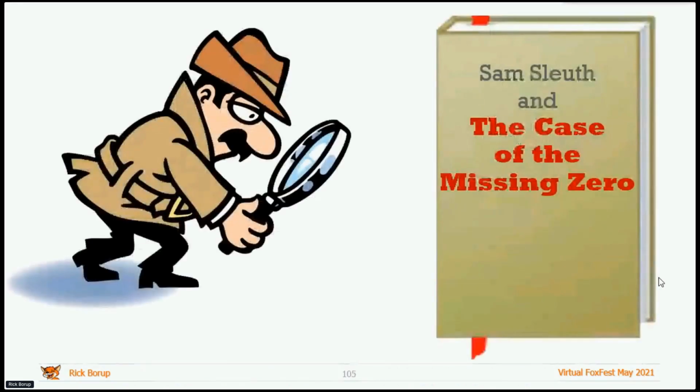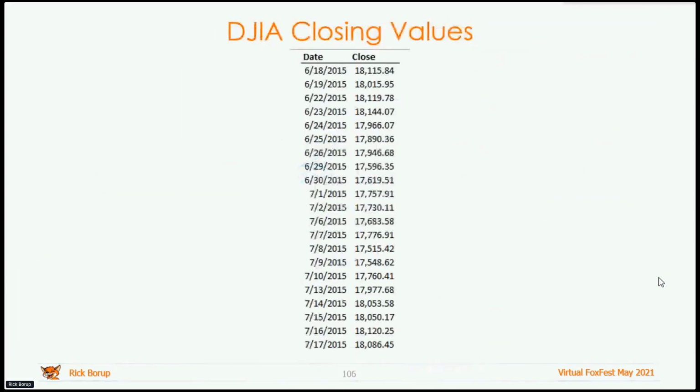So let's move on, and we're going to introduce our guide for this section, a little detective named Sam Sleuth, and he's going to take us through 4 or 5 cases, and we're going to find out what's going on and why we're being misled or why we're misleading. So the first one is the case of the missing zero.